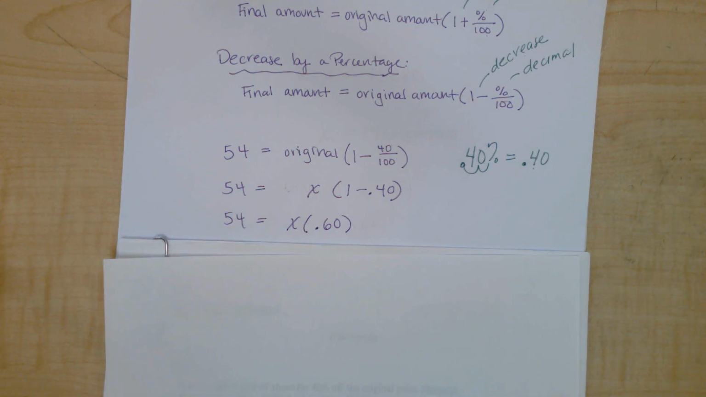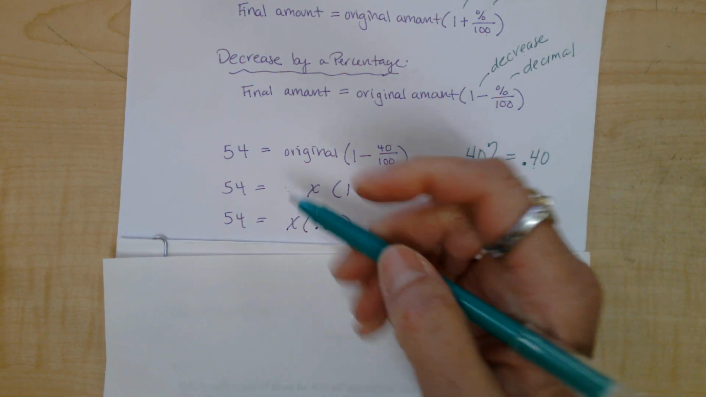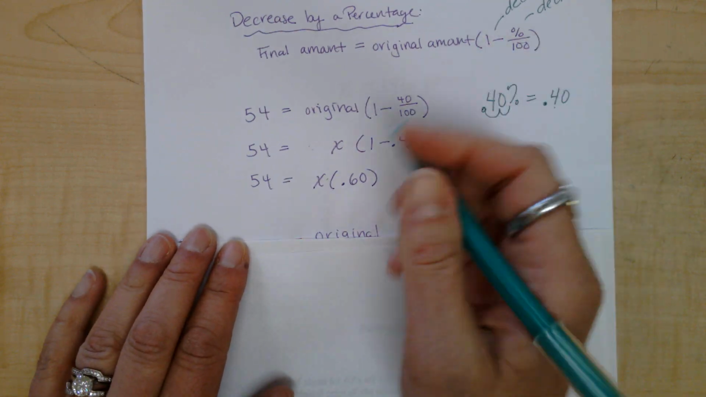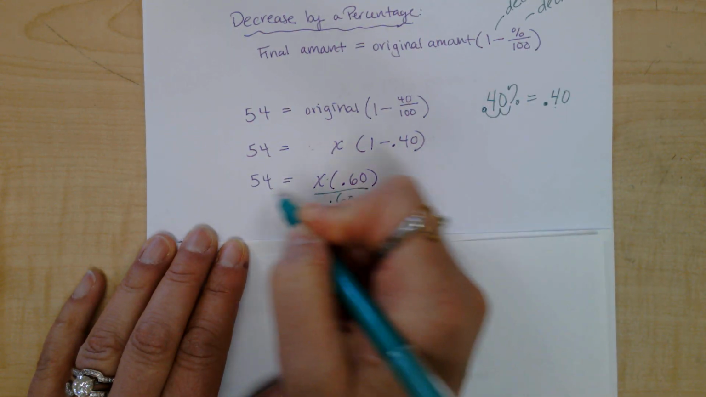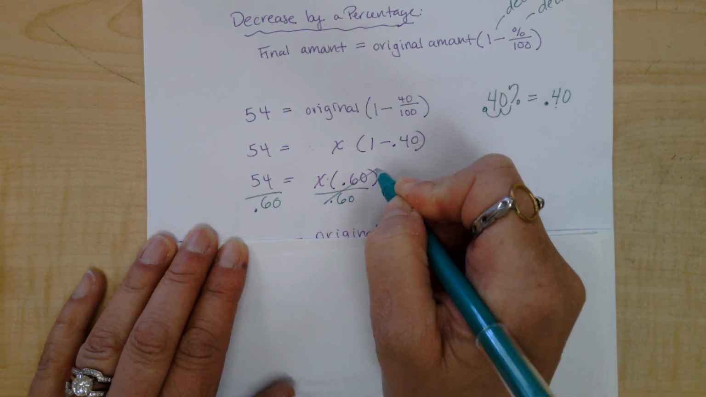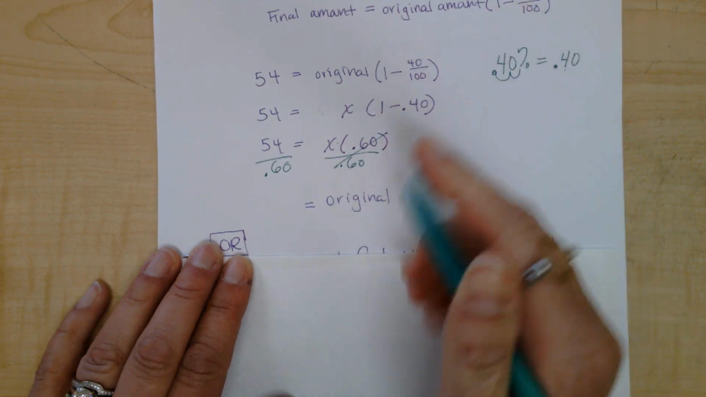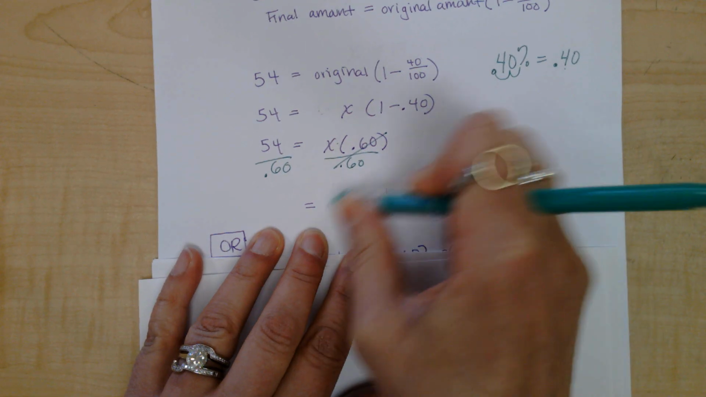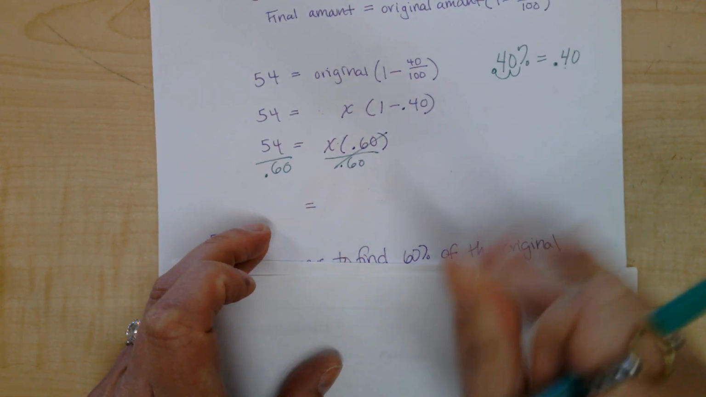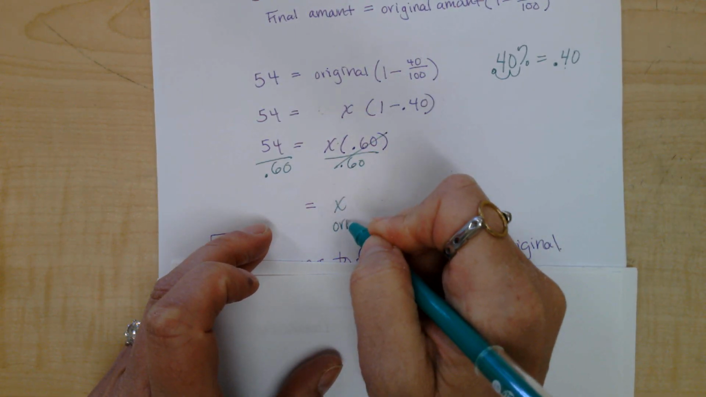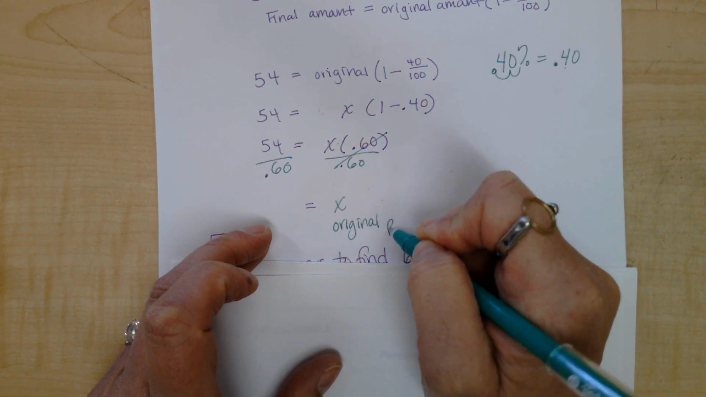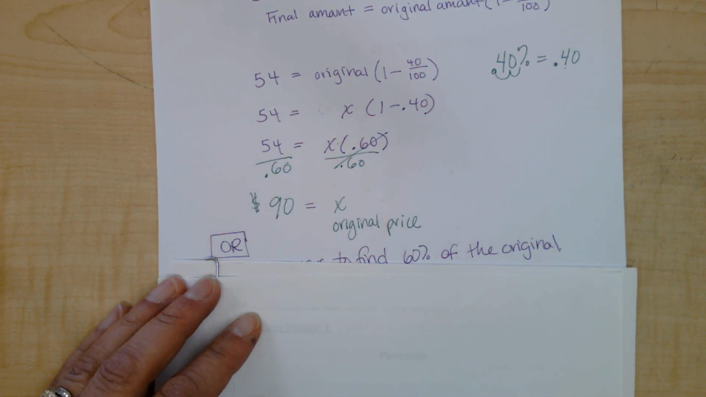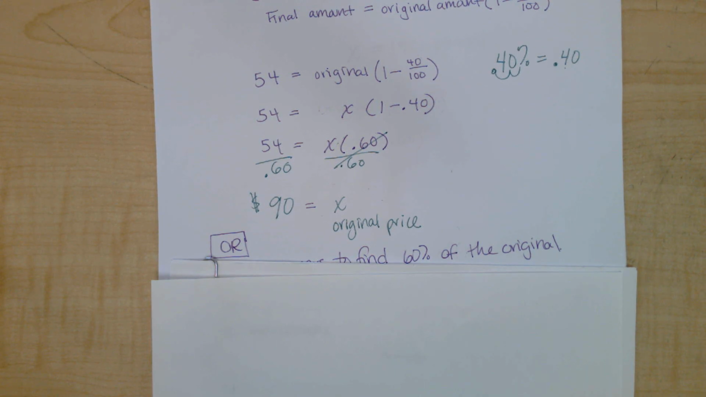Okay, our next step is 54 equals X, and this is times 0.60. And we are going to have to divide both sides by 0.60. And so we're solving here. So our original, which is our X, so I could have written, and I'm actually just going to write X here because I like that. X, and I'm going to write original underneath. Original price is going to be $90. 54 divided by 0.6 is $90.